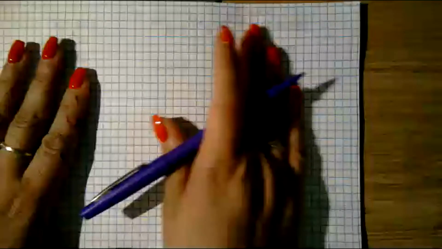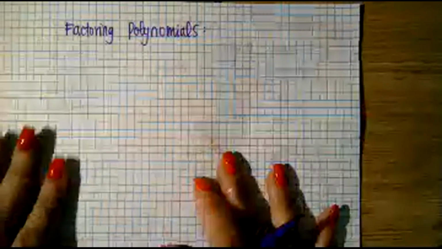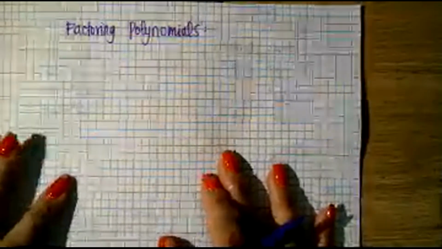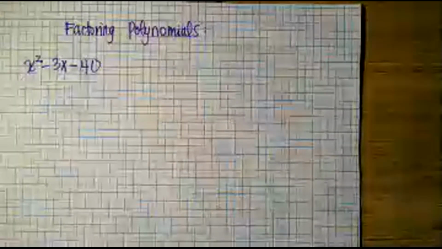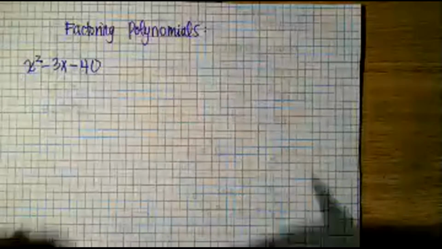So I know that a lot of us struggle with factoring, so I'm going to give you my factoring breakdown. I have a polynomial here: x squared minus 3x minus 40. So we recognize that this is a polynomial in the format ax squared plus bx plus c.